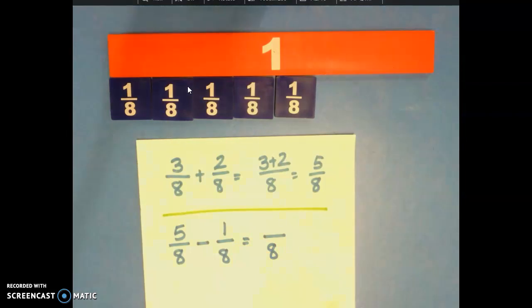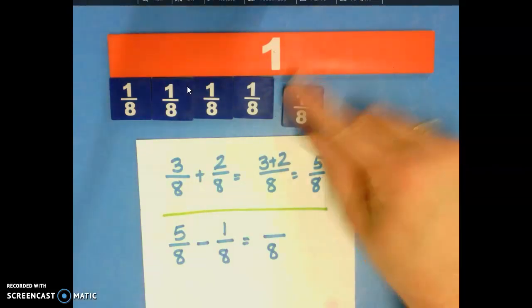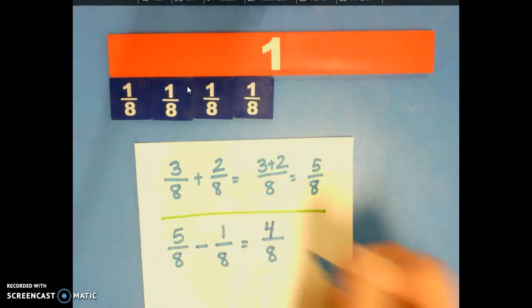Do you notice how my denominator stays the same because my piece size has not changed? So here is my 5/8. If I literally take away or subtract one of those eighths, how many am I left with? Good. I am left with 4/8.